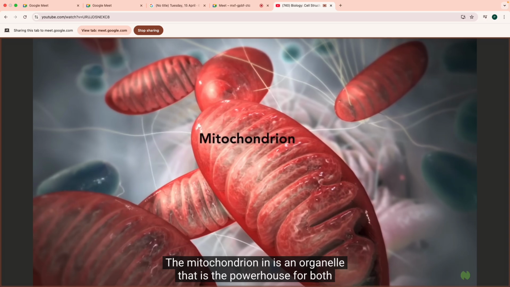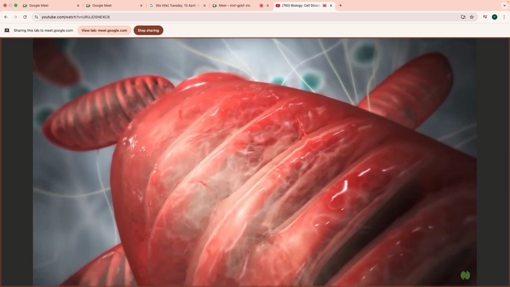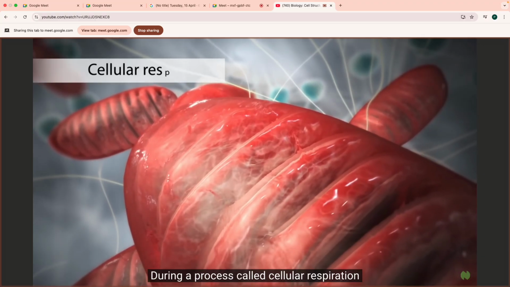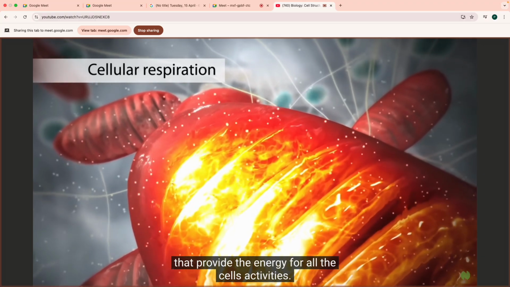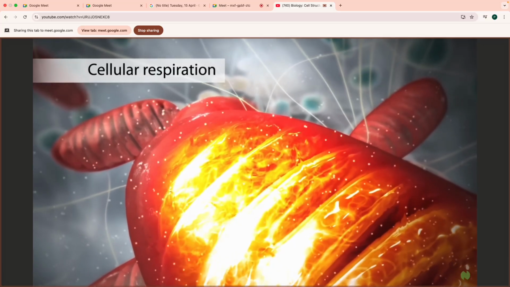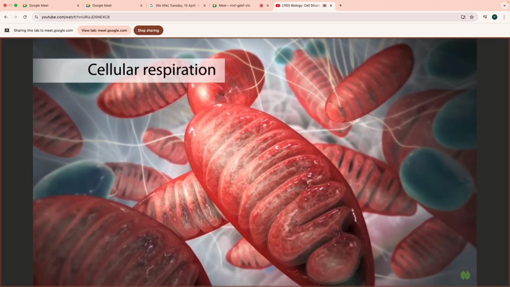The mitochondrion is an organelle that is the powerhouse for both animal and plant cells. During a process called cellular respiration, the mitochondria make ATP molecules that provide the energy for all of the cell's activities. Cells that need more energy have more mitochondria.